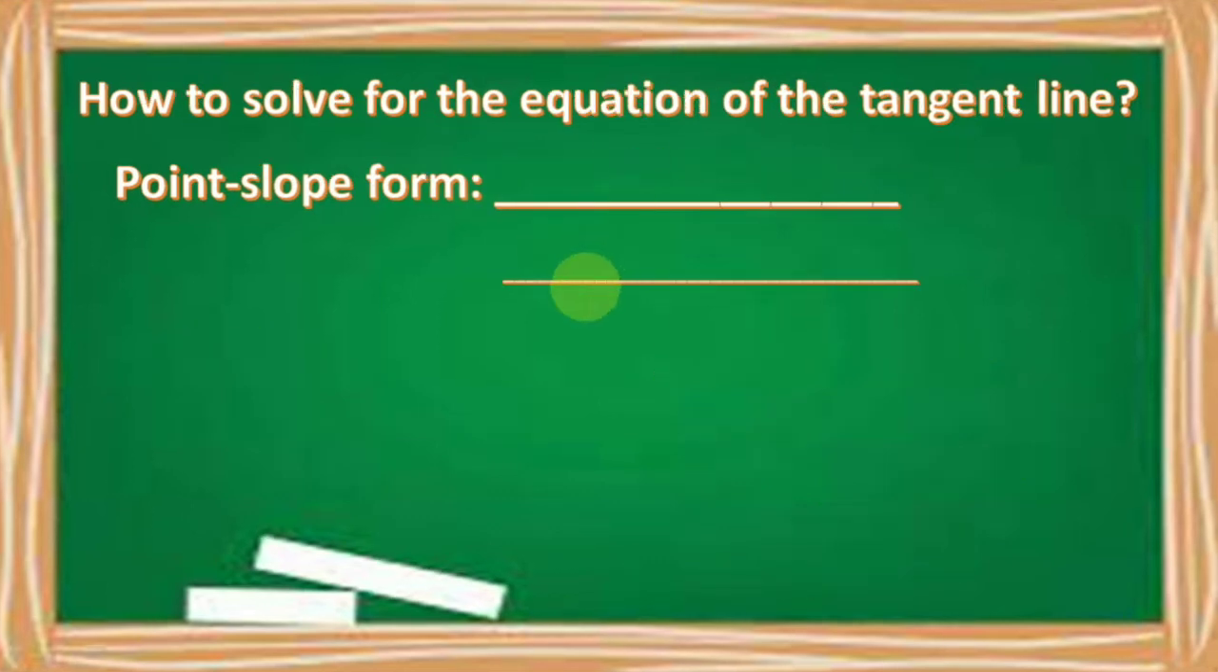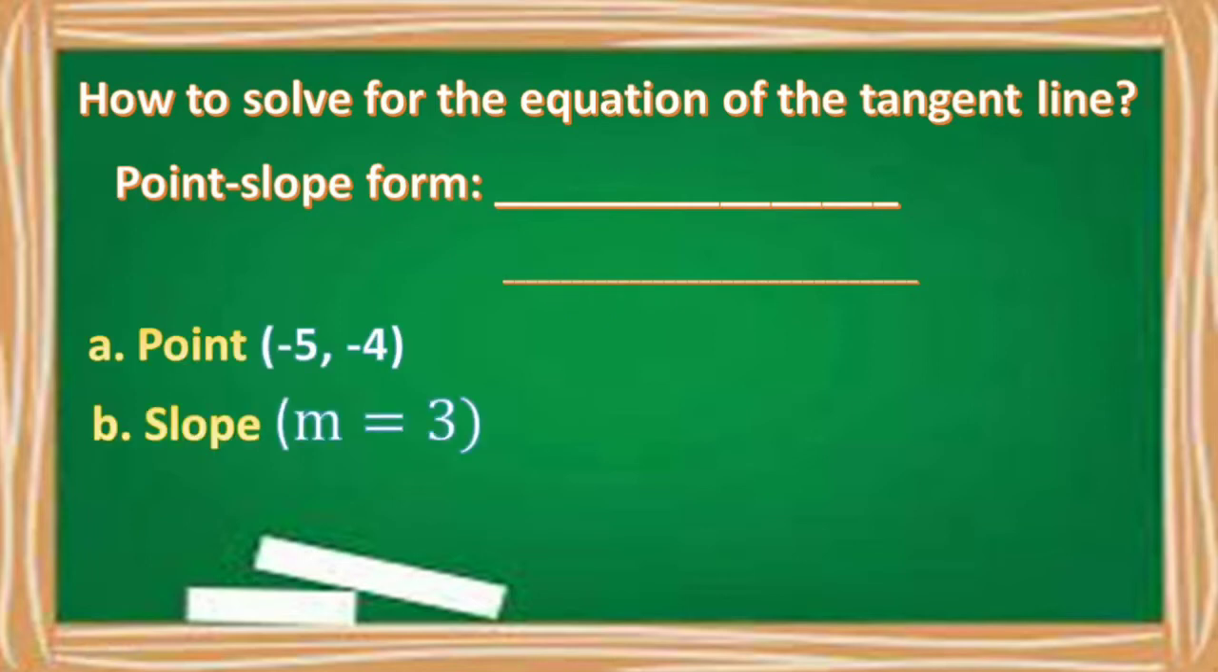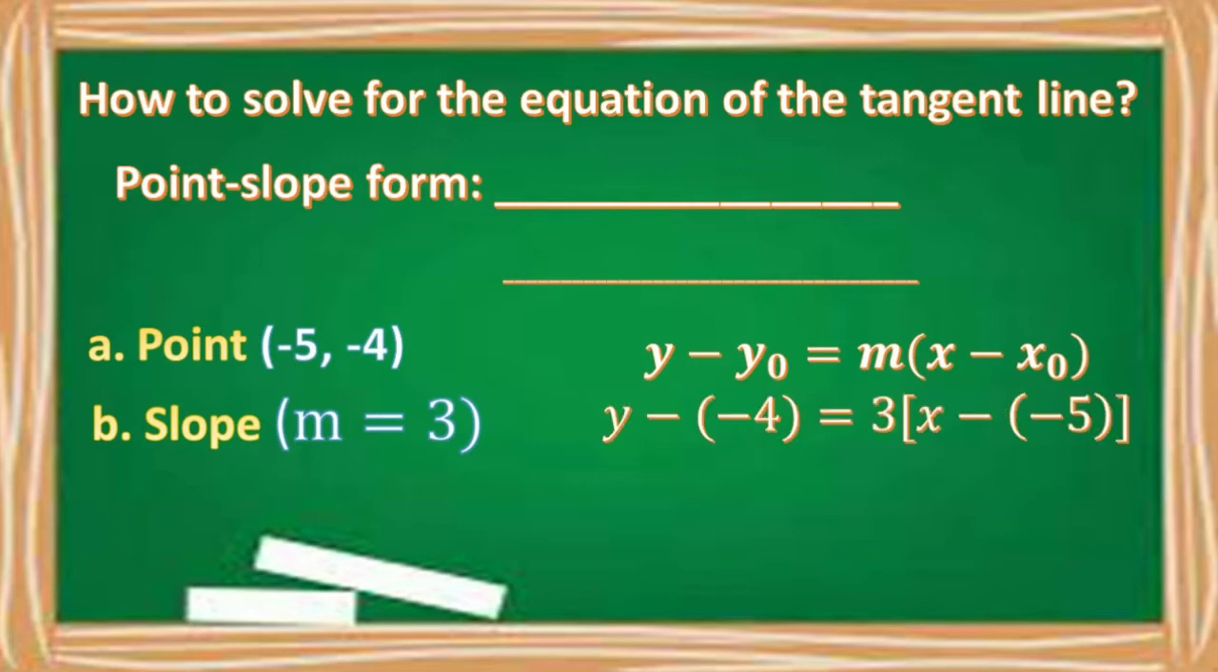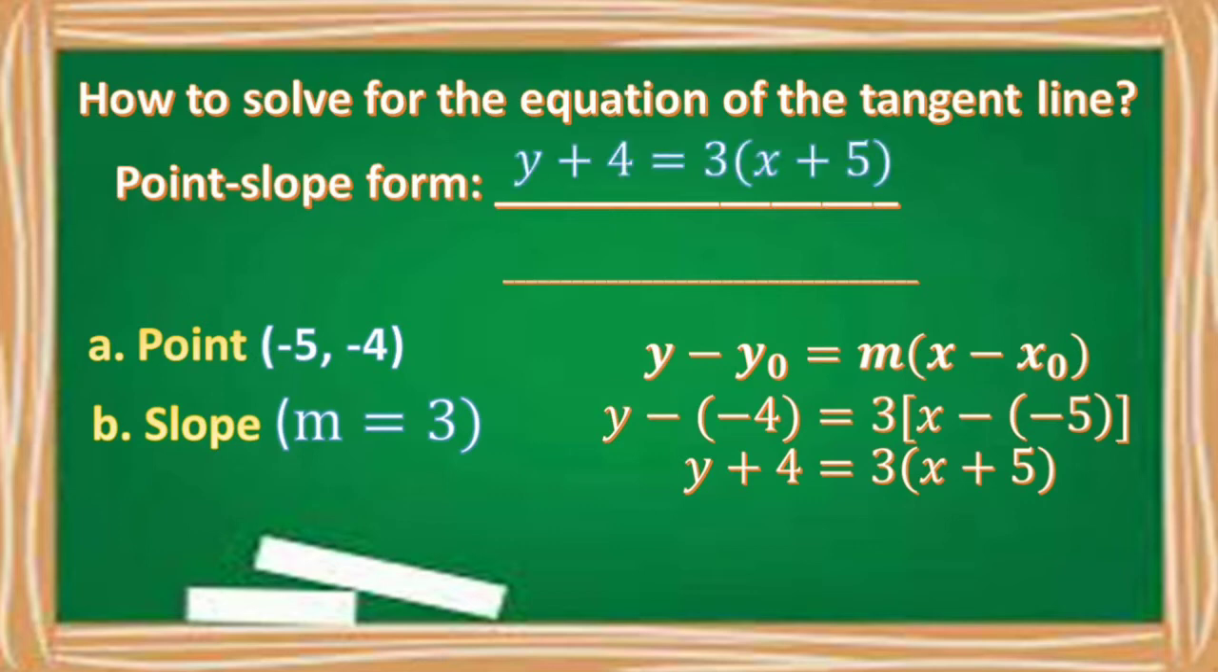Next, if we have a point with coordinates negative 5, negative 4, and the slope of 3, we can right away substitute them in our equation. We have y minus negative 4 is equal to 3 times the quantity x minus negative 5. Applying the rule in subtraction of integers, we have y plus 4 is equal to 3 times the quantity x plus 5. Therefore, the equation of the tangent line is y plus 4 is equal to 3 times the quantity x plus 5.